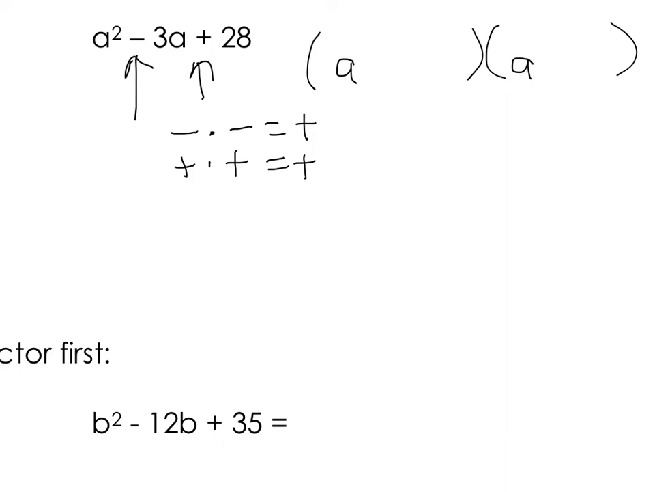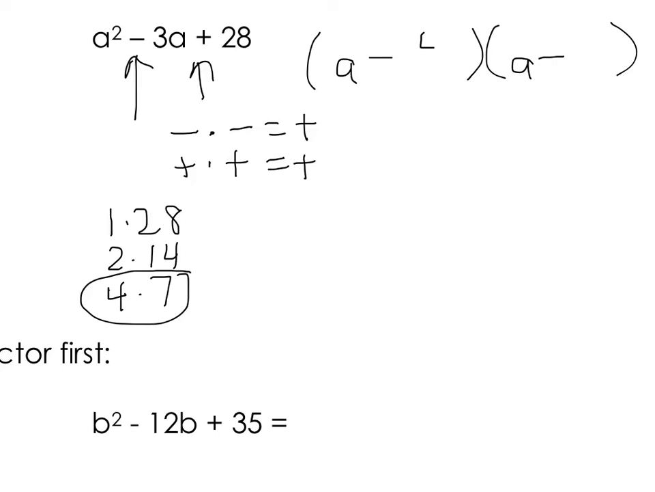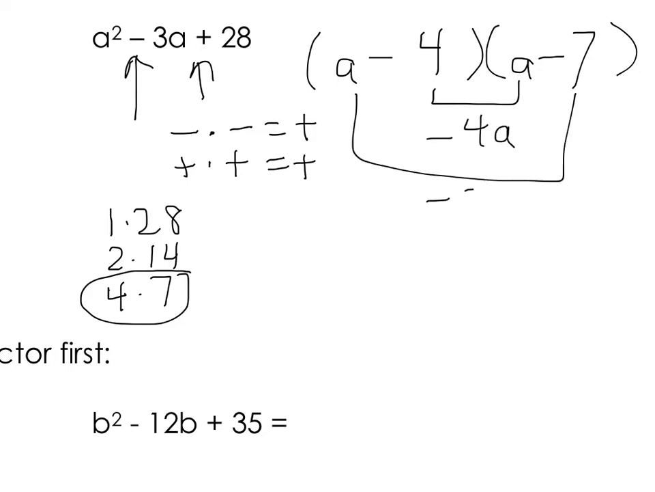They're both negative. It has to be a negative and a negative in order to get our outside plus our inside of negative 3a. So 28 is 1 times 28, 2 times 14, 4 times 7. Which one can I put in so that I get a squared minus 3a plus 28? I'm sort of tempted by this 4 and 7. Let's try it. If we have a 4 and a 7, that gives us minus 4a minus 7a. That's minus 11a. That's not right.